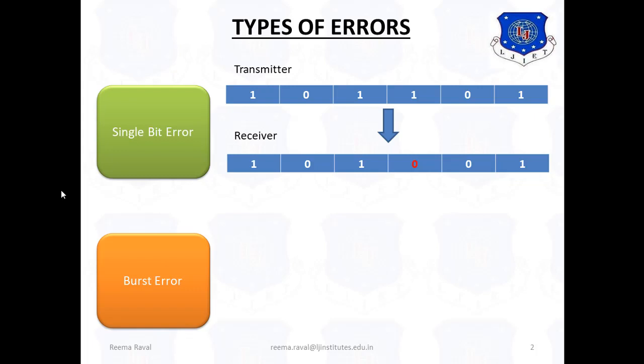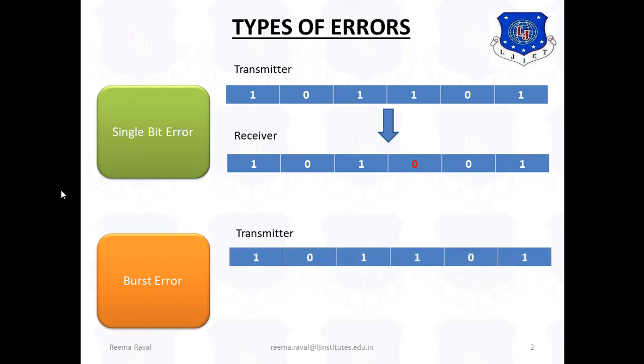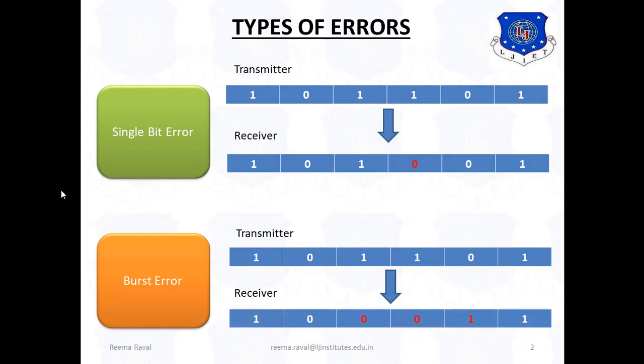Now in burst error, let's say for example a transmitter sends the same data, that is 1 0 1 1 0 1, and at the receiver side the received data is 1 0 0 0 1 1. As you can see, bit numbers 3, 4 and 5 have been changed, so they are in error. This kind of error in which more than one bit is changed is called burst error.